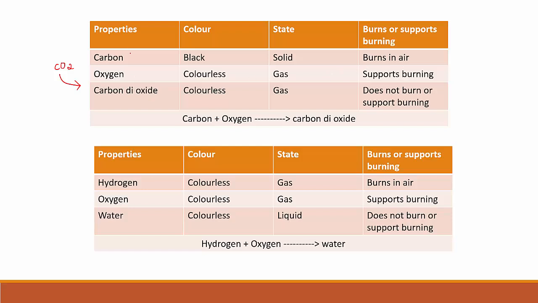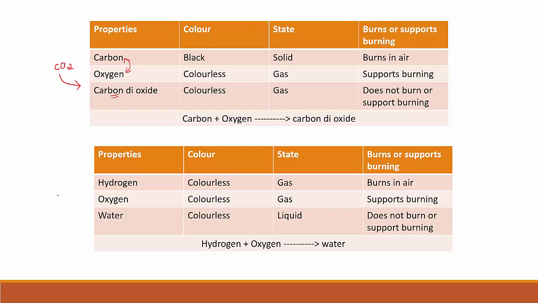Whereas when these two combine with each other, what is the compound that is formed? The compound formed is carbon dioxide. Let's see the properties of carbon dioxide. So if you see the color, it's colorless. Okay, so here if you see, it is similar to that of oxygen. It's not black like carbon, but it is colorless like oxygen. And its state is generally gas, carbon dioxide gas. So here again the state is similar to oxygen. Whereas if you see burning or supports burning, it does not burn nor does it support burning. So here the property is completely different from that of its elements that it is made up of. So if you see these properties, they're totally different from the properties of its constituent elements.